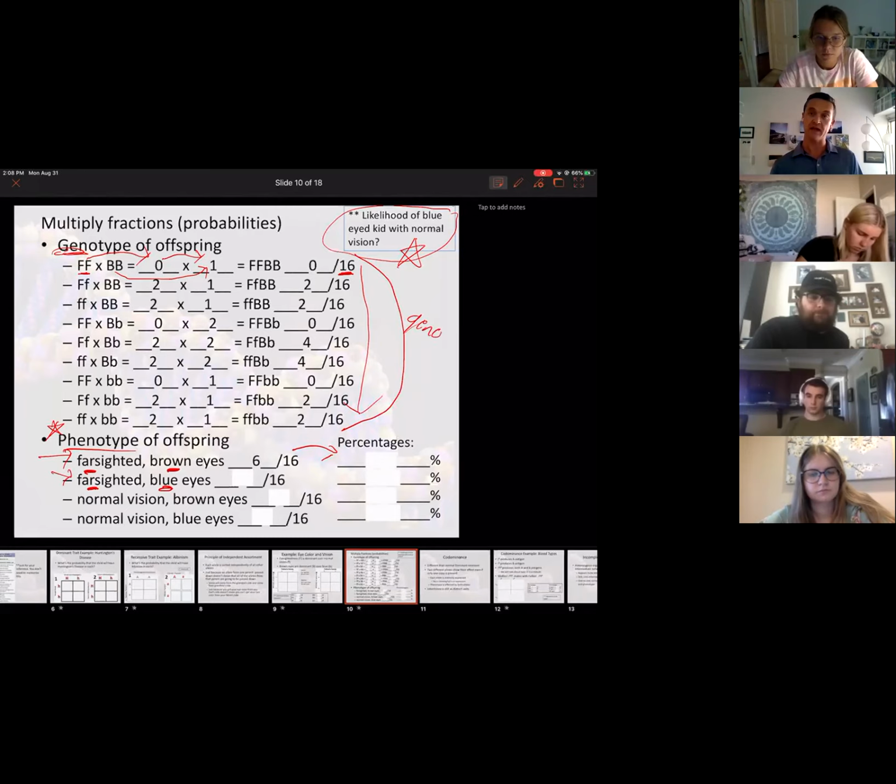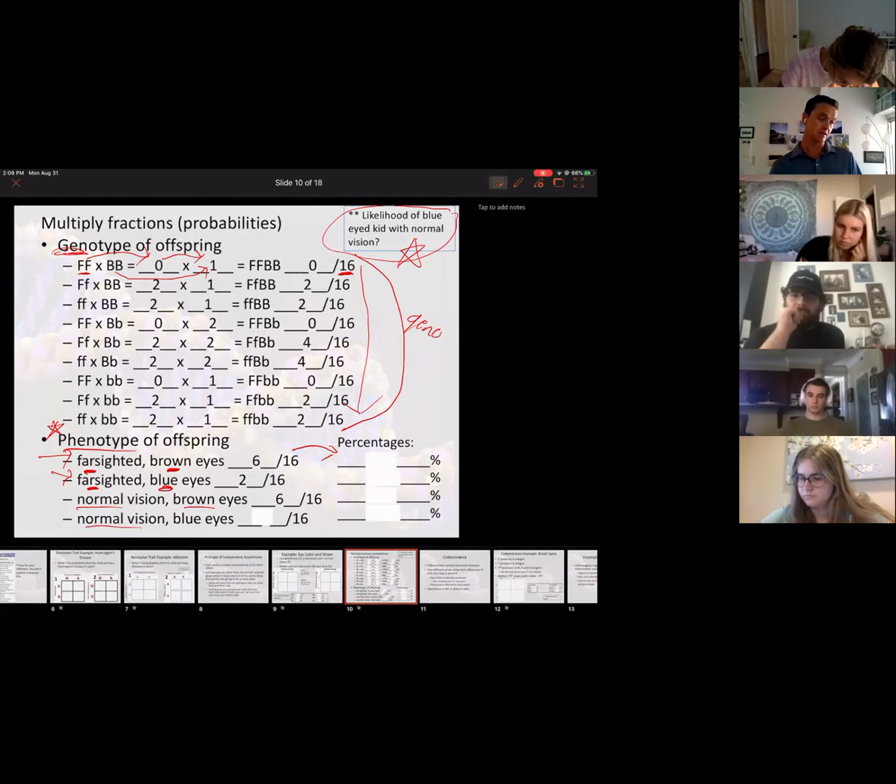So now we're looking for anything with a capital F and anytime we have the two lowercase b's together, right? So there's going to be two of those. Okay, now we're looking for normal vision and brown eyes. So now this time we're looking for anytime we see the two small f's together and anytime we see those two small f's paired with anything with a capital B, because that'll give us the brown eyes. Okay, with that we've got 6 out of 16. And then lastly, normal vision. Okay, so again, the two small f's with blue eyes, which would be the two small b's. So the two homozygous recessive, and there's 2 there.